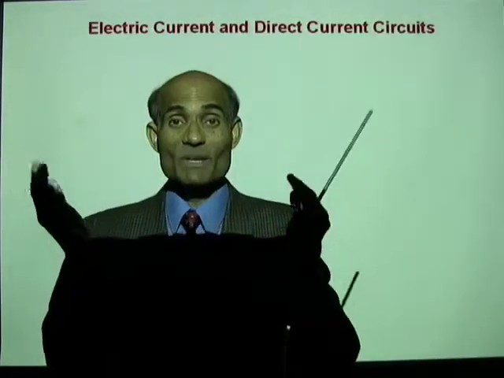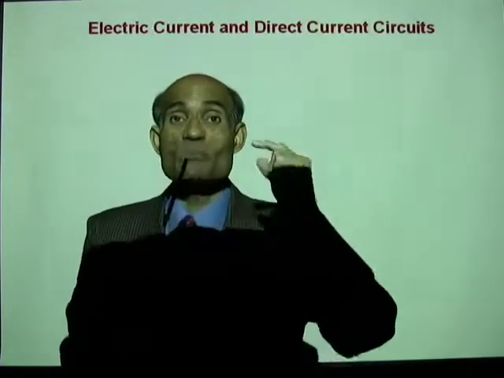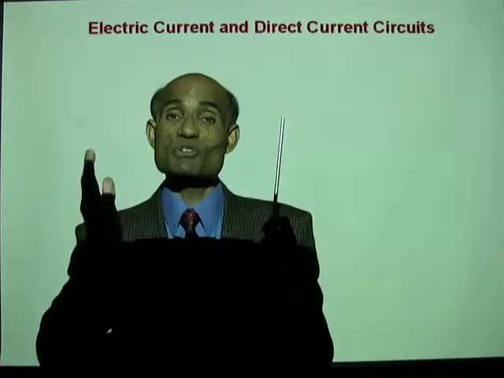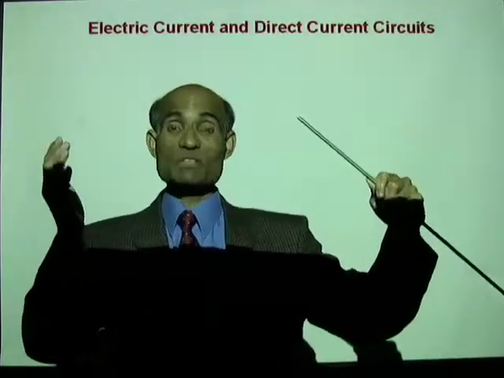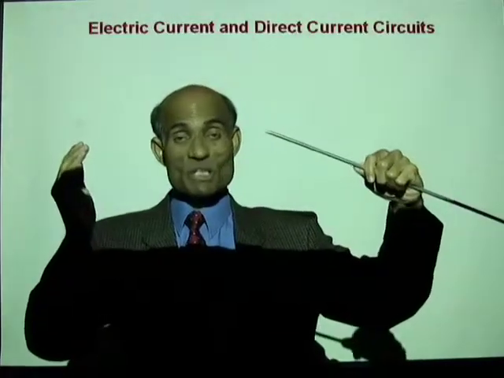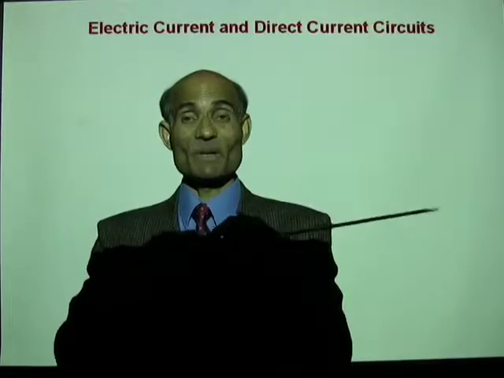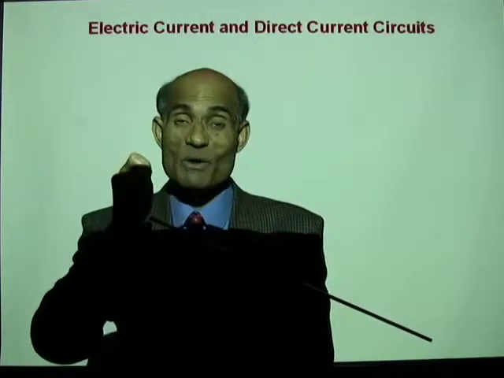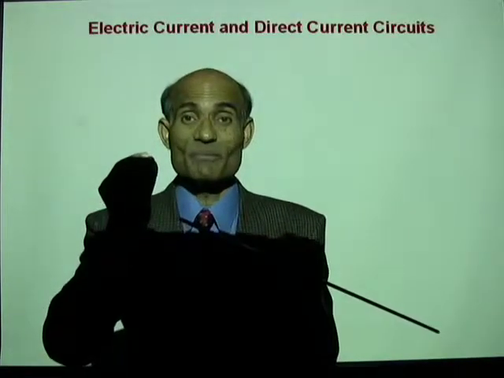Is that right? The positively charged object will be at a high potential. The negatively charged object will be at a low potential. There will be an electric field propagated from the positive to the negative. Now, if there is an electric field, tell me, what is the direction in which an electric charge would move?